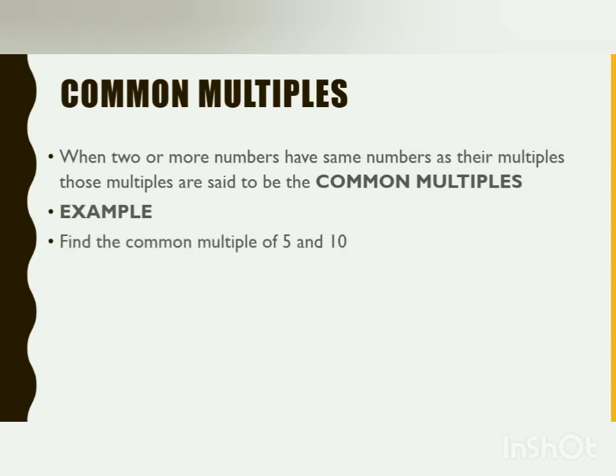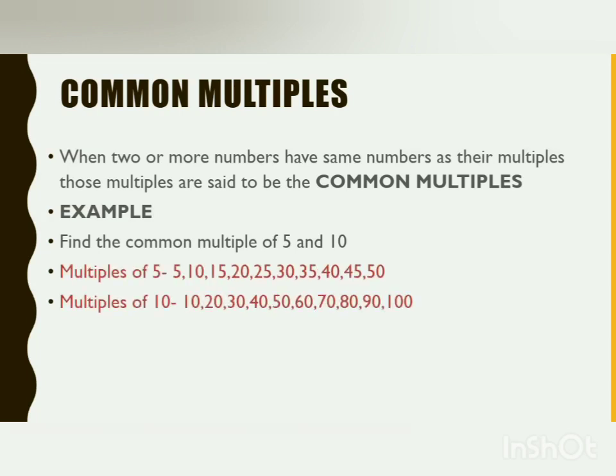Example: find the common multiple of 5 and 10. So here I have written the multiples of 5 and also the multiples of 10. Now you have to spot the common multiples of 5 and 10. So here I can't spot 5 in both the multiples. Is there 5 in both the tables? No.